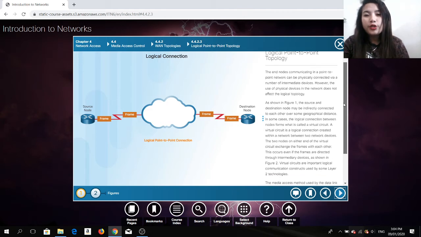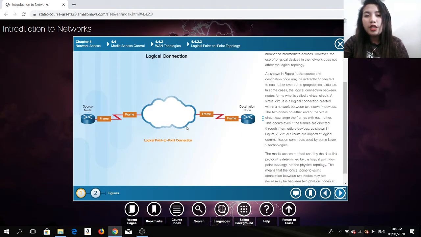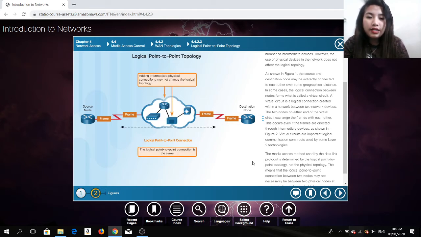So what is a logical point-to-point topology? As shown in this figure, the source and destination node may be indirectly connected to each other over some geographical distance. In some cases, the logical connection between nodes forms what is called a virtual circuit. A virtual circuit is a logical connection created within a network between two network devices. The two nodes on either end of the virtual circuit exchange the frames with each other. This occurs even if the frames are directed through intermediary devices, as you can see here in the second figure.